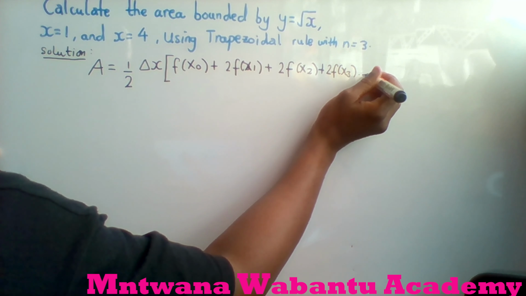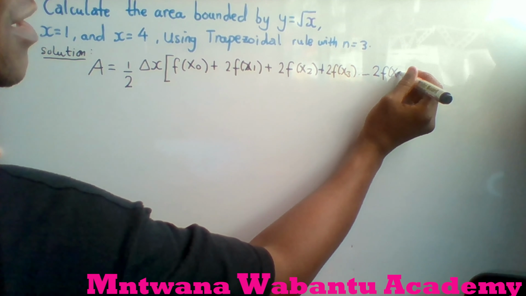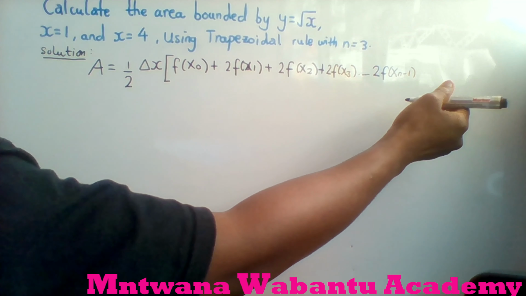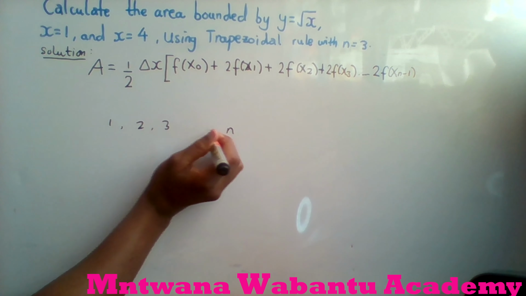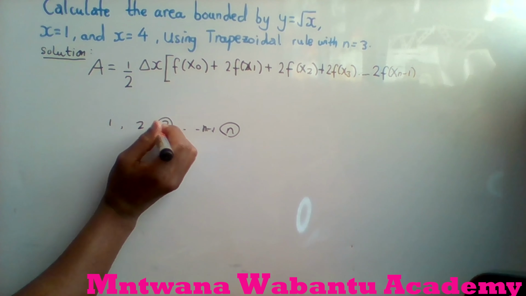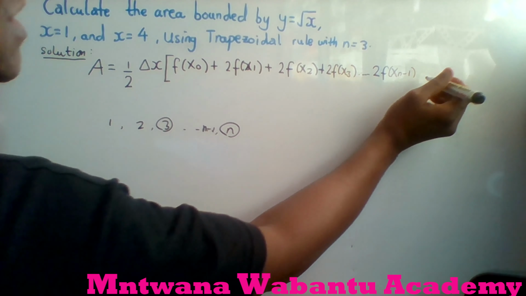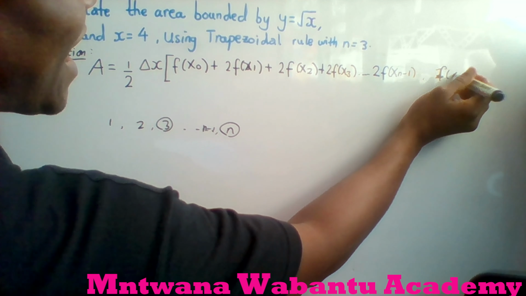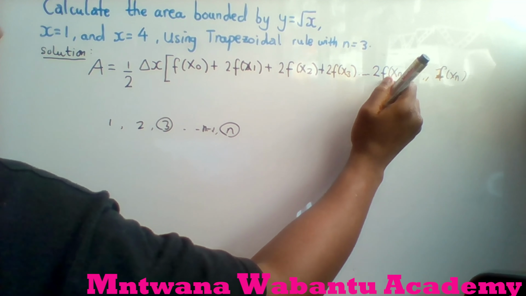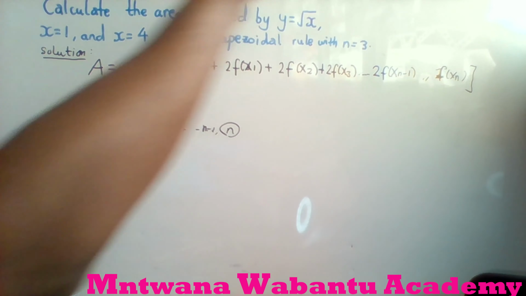We're not going to write all of them. So that means when we go to the end, it's going to be 2 f of x n minus 1, before the last one. If the last number is n, say this is 1, 2, 3 and the last number is n, what is the number before? This must be n minus 1. Like if this is 3, the number before is 3 minus 1 equals 2. So if this is n, this must be n minus 1. The last one is going to be f of x n, and the previous one is 2 f of x n minus 1. The first one we don't write 2, and the last one also we don't write 2. So this is the formula for the trapezoidal rule.